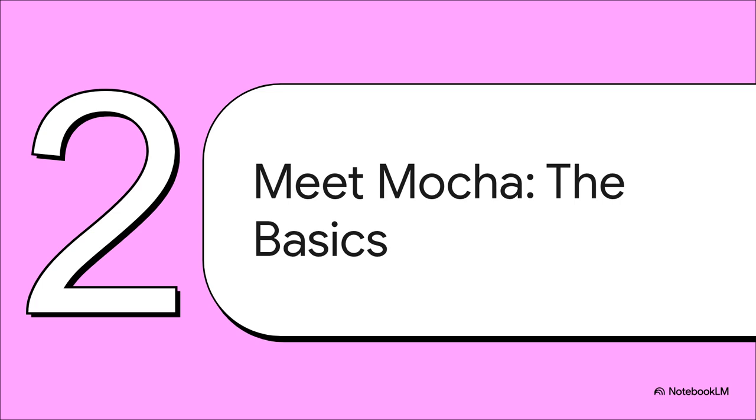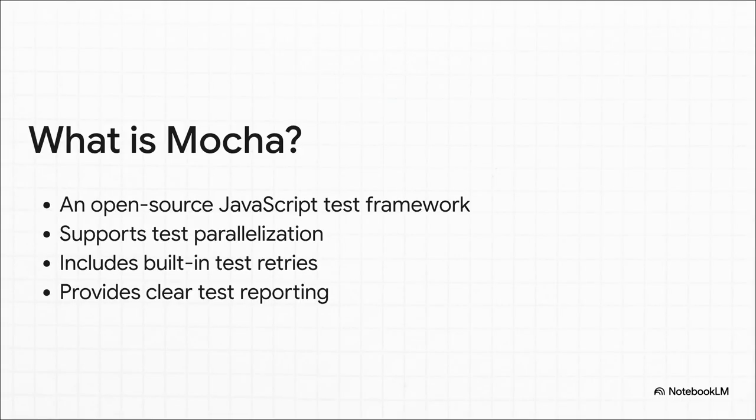Okay, so let's meet our tool for the job today, and that is Mocha. It's one of the most popular, most flexible JavaScript test frameworks out there, and you'll see it provides exactly the kind of structure we're looking for. So what's the big deal with Mocha? Well, for starters, it's open source, which is awesome. And it's packed with pro features, like running tests in parallel to save you a ton of time. It even has built-in retries for those flaky tests that sometimes fail for no reason. But crucially, it gives you that clean, clear reporting we were just talking about.